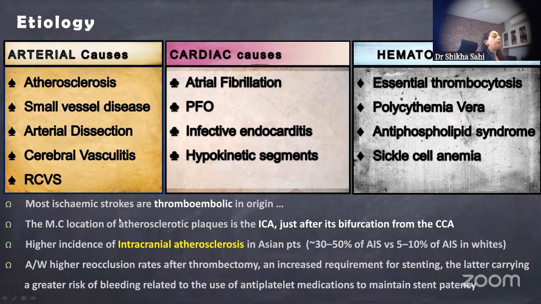It could come from the major vessels or from the heart. There are other hematological causes which are rare, but still they should be considered. So approaching the etiology of the stroke will help us in long-term prevention and the other aspects of the stroke.